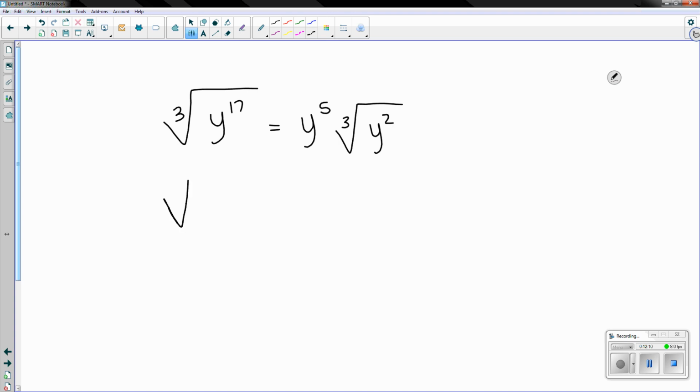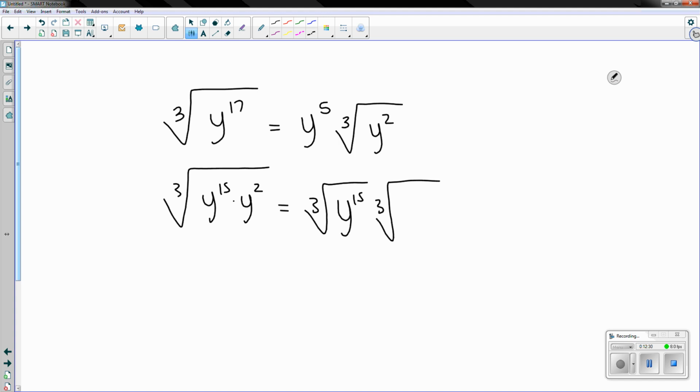And also splitting the cube root of y to the 17th into the largest perfect cube, we could say y to the 17th is the same thing as y to the 15th times y squared if we know our exponent properties. And then using our radical properties that we introduced at the beginning of the video, I could split that into the following. The cube root of y to the 15th is y to the 5th, times the cube root of y squared, and we get to the same place.